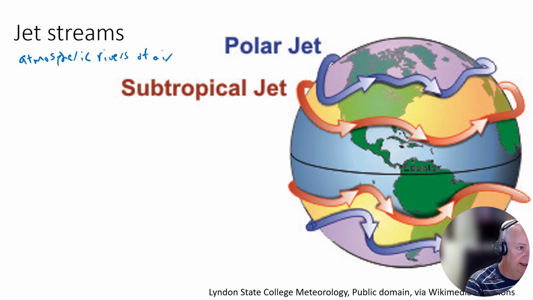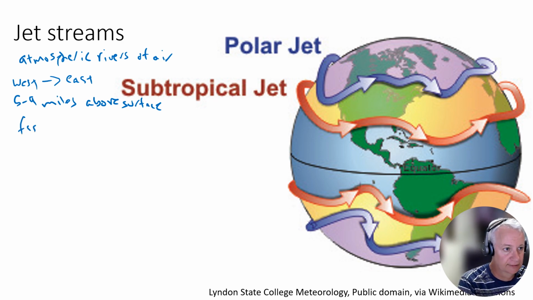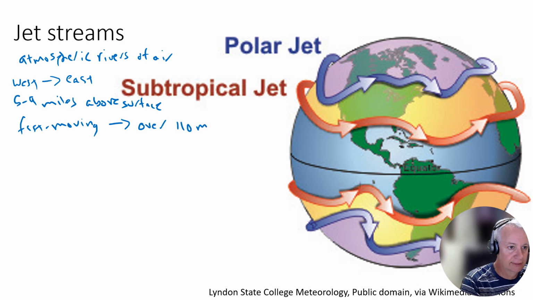They move generally west to east. They're located 5 to 9 miles above the surface of the Earth. And they can move fast. Some of them may move over 110 miles an hour. You know, the jet streams can influence how airplanes move above the Earth. So if you're moving with the jet stream, you can have a very quick trip across the Atlantic.